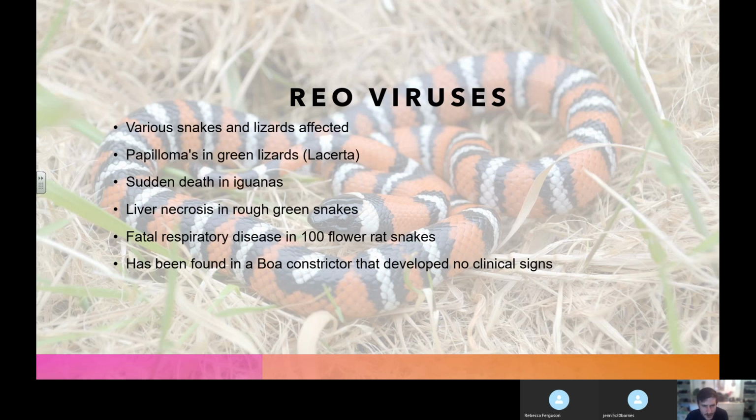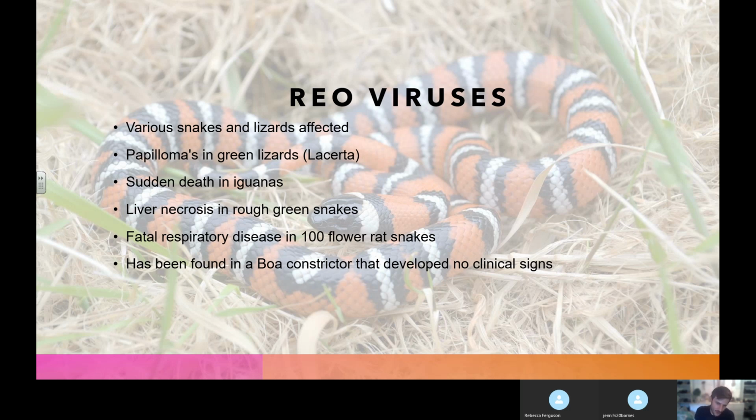So, the final group of viruses are reoviruses. Reoviruses cause disease in lots of different types of reptiles. Various snakes and lizards can be affected. Reoviruses tend to cause respiratory signs often, certainly in Malayan flower rat snakes, sorry, Moellendorff's rat snakes. Fatal respiratory disease has been observed and described.